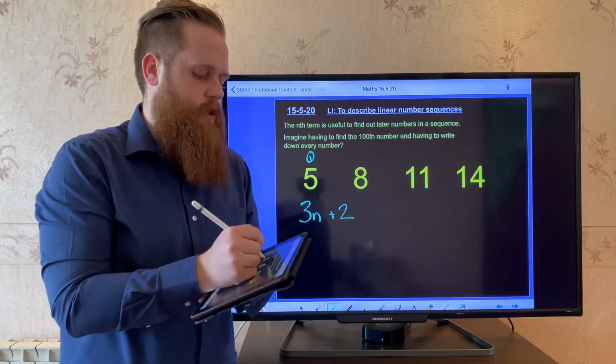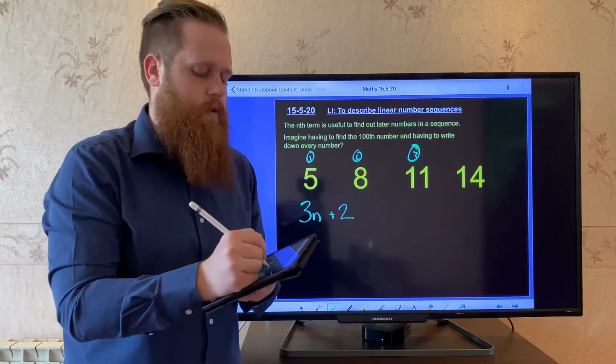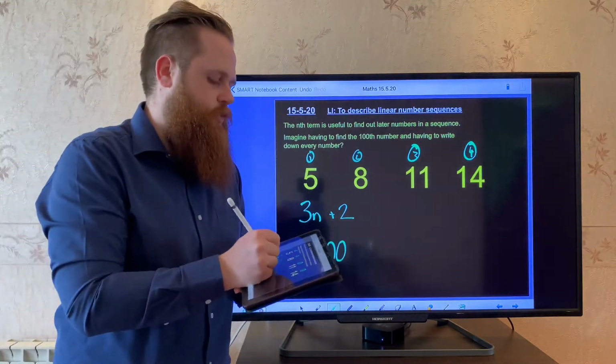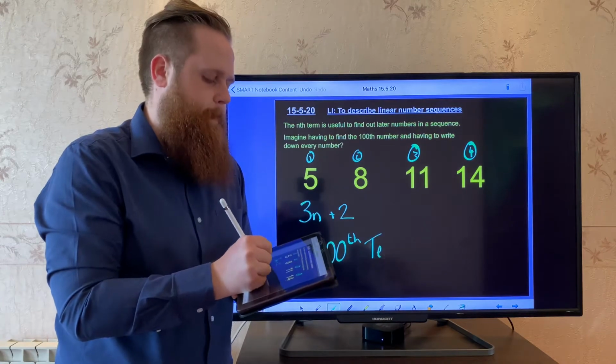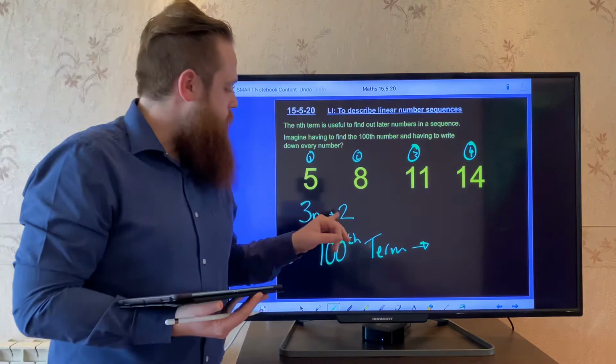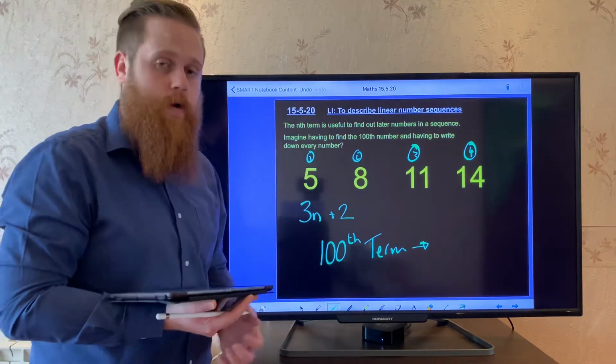Okay, this is the first term, the second term, basically the second number, the third term, the third number, the fourth term, the fourth number. So what would be the 100th term? The 100th number in this sequence?